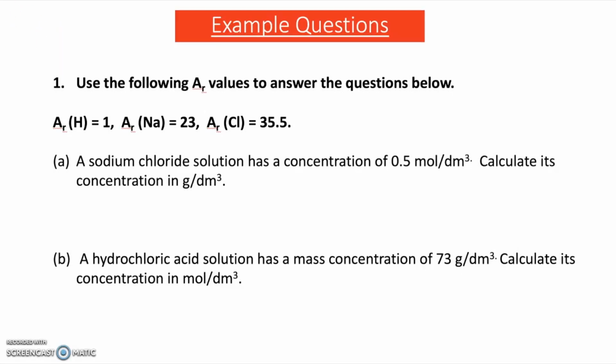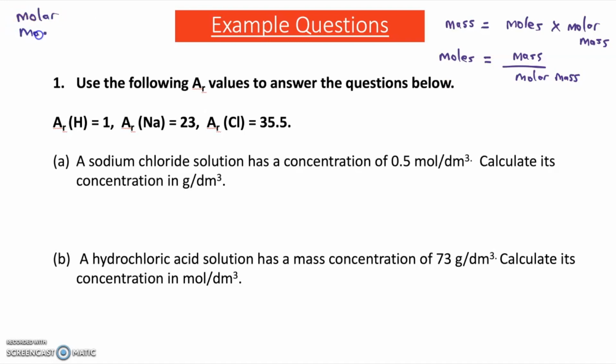So in this example question, you're asked to first convert a sodium chloride solution concentration in moles per decimeter cubed to a concentration in grams per decimeter cubed. And then in part B, you're asked to convert a hydrochloric acid solution concentration, which is in grams per decimeter cubed, to moles per decimeter cubed. So remember, mass is equal to moles times molar mass, and moles is equal to mass divided by molar mass. And the molar mass is either the AR value if you're dealing with atoms, or the MR value if you're dealing with molecules.